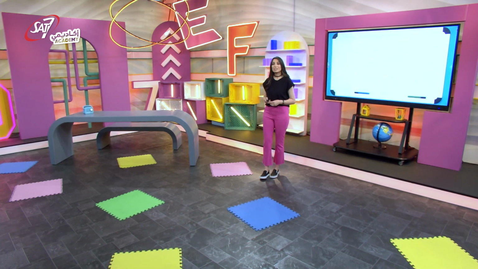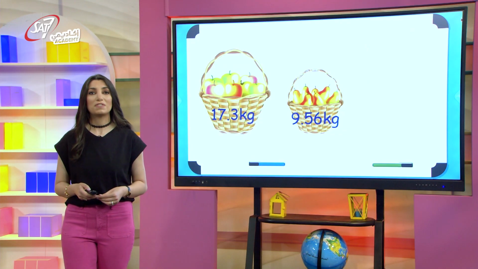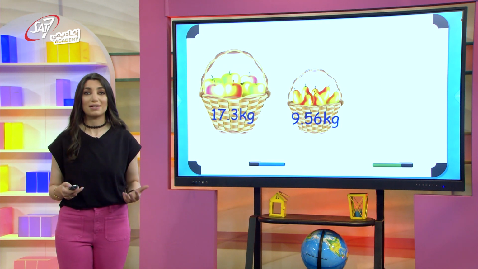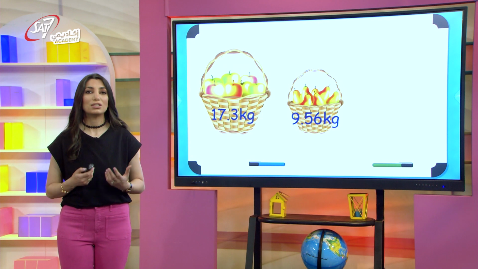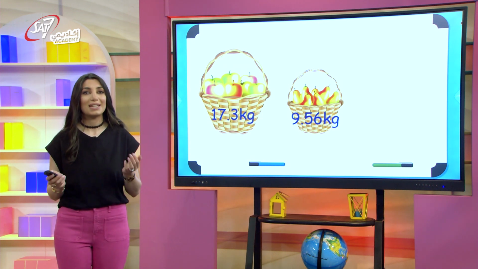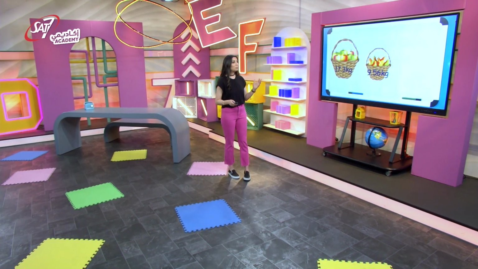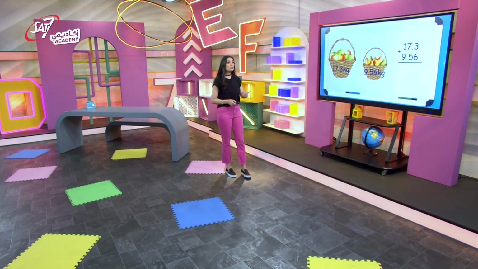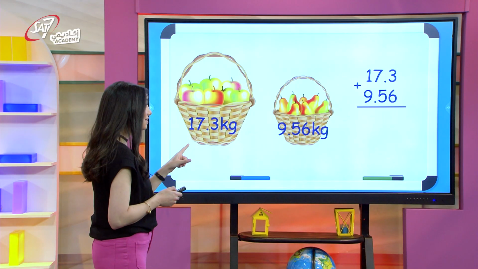The farmer picked 17.3 kilograms of apples and 9.56 kilograms of pears. How much did all the fruits weigh in total? We've learned how to compare decimal numbers. Now let's find the sum. Let's add. We place the numbers on top of each other so that it would be easier to add. But wait a second. Is this correct?